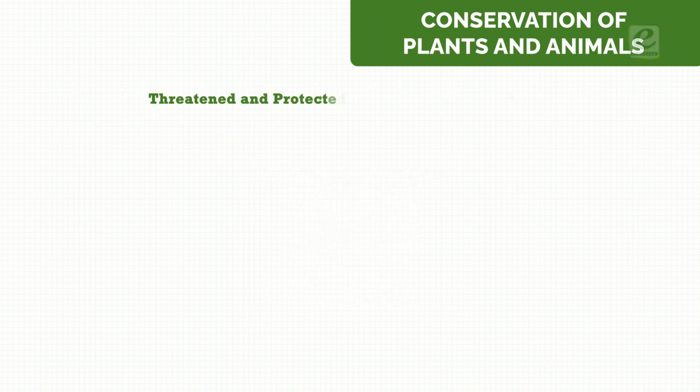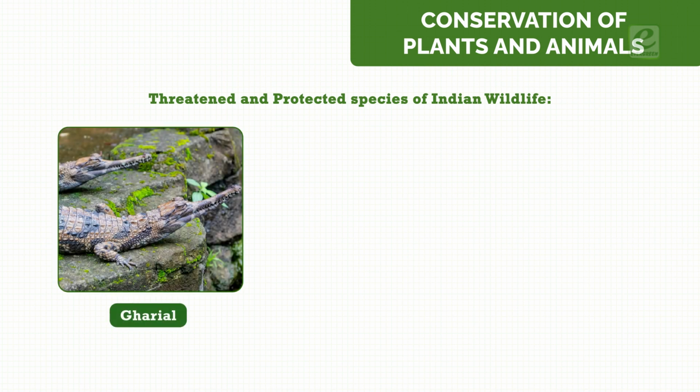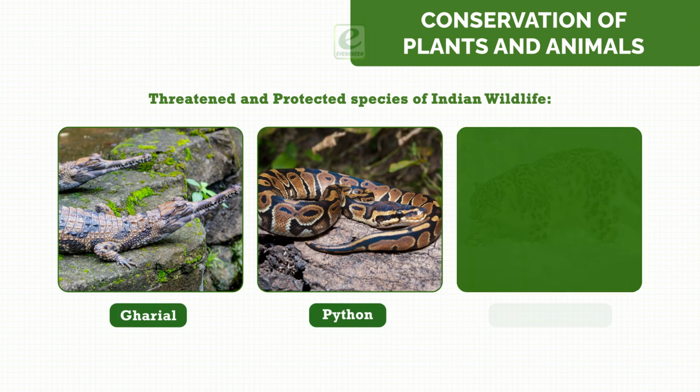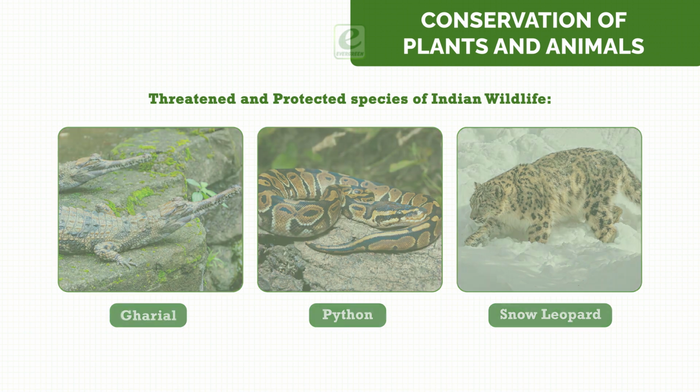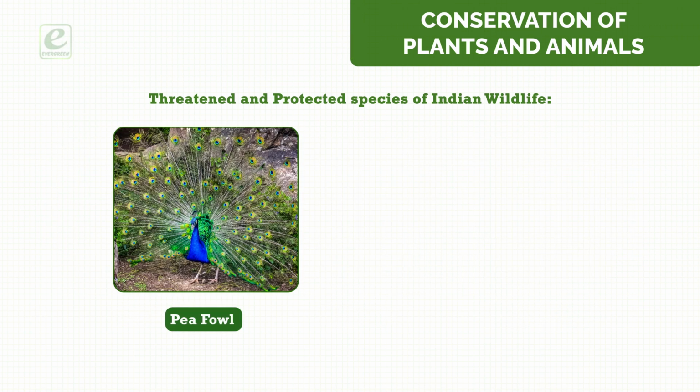Threatened and protected species of Indian wildlife. Gharial, python, snow leopard, peafowl, musk deer.